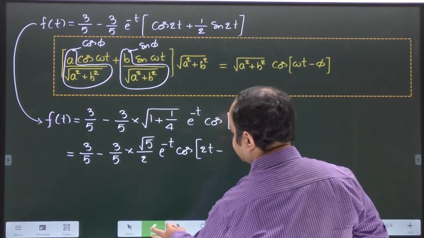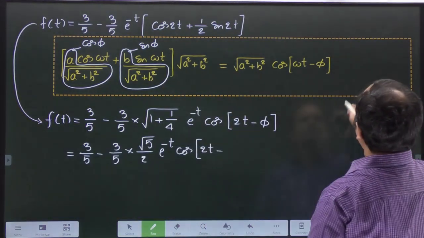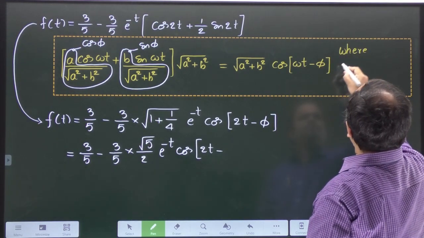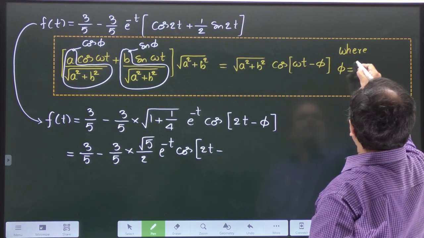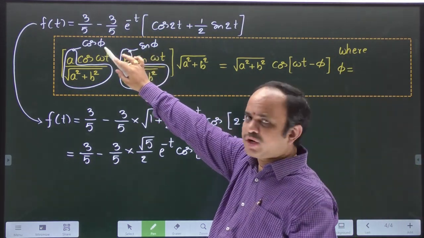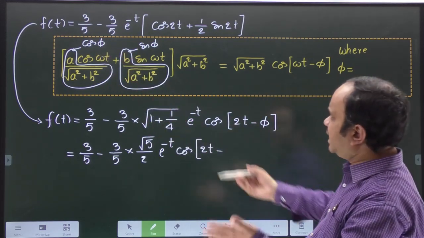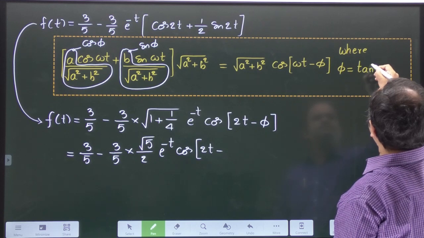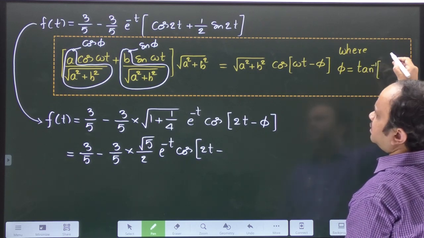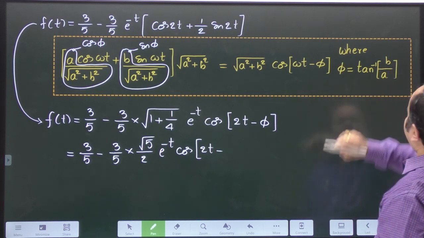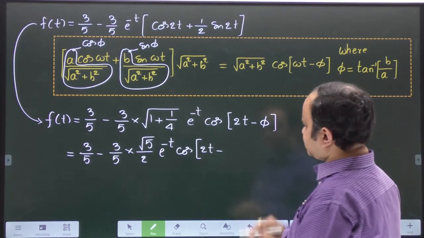In this case, phi is equal to tan inverse of sin by cos, then tan inverse of tan phi will give you phi. So phi is equal to tan inverse b by a, right? So what is phi?